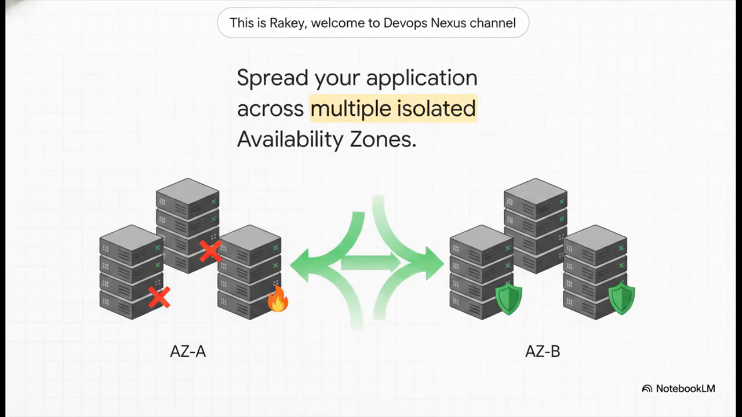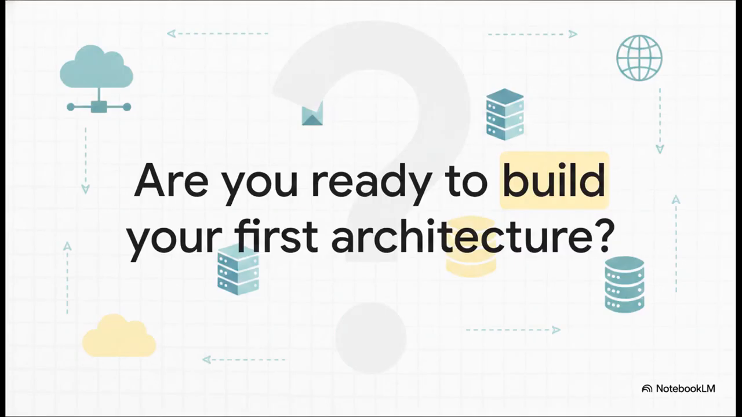The correct architectural answer is a multi-AZ deployment. By actively spreading your application out across multiple isolated availability zones within a region, you guarantee high availability. If AZ-A catches fire and goes down, your traffic is just seamlessly routed over to the healthy servers sitting securely in AZ-B. Well, by understanding everything from resource pooling and service models all the way down to the global infrastructure and the well-architected framework, you now officially possess the foundational blueprint of AWS.